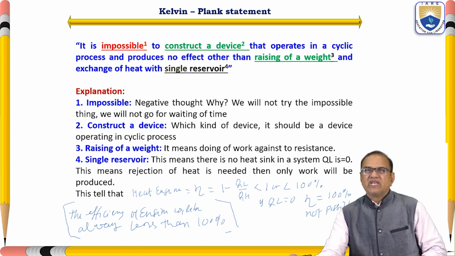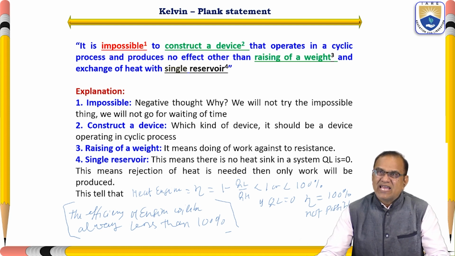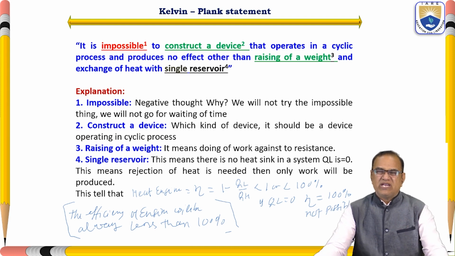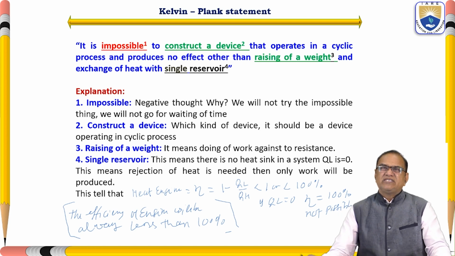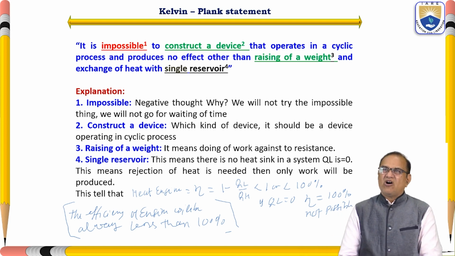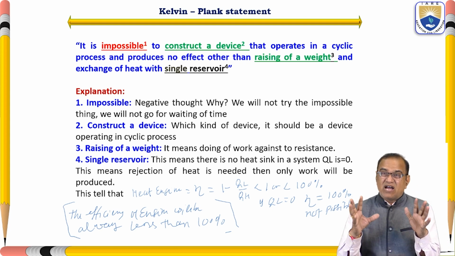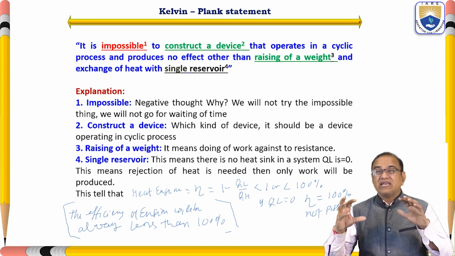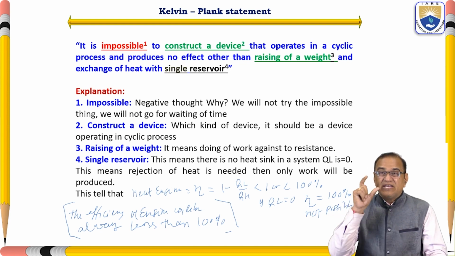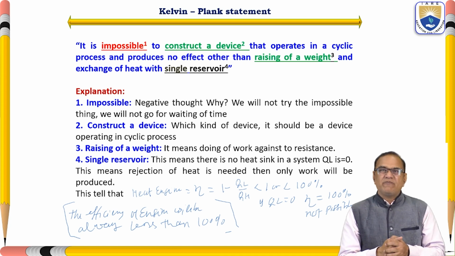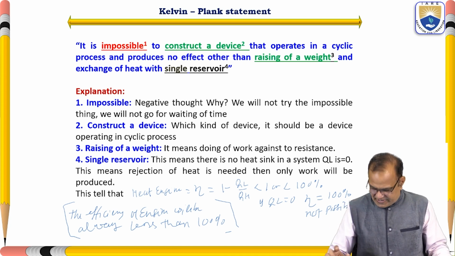Here also I will again go for the Kelvin Planck statement. In fact, I have already discussed this in my previous class, so I will go through this in a very fast way. It is impossible to construct a device that operates in a cyclic process and produces no effect other than raising of the weight. So here the raising of the weight means working against the resistance, and if it is a single reservoir, it is not possible. So that is the importance of this Kelvin Planck.